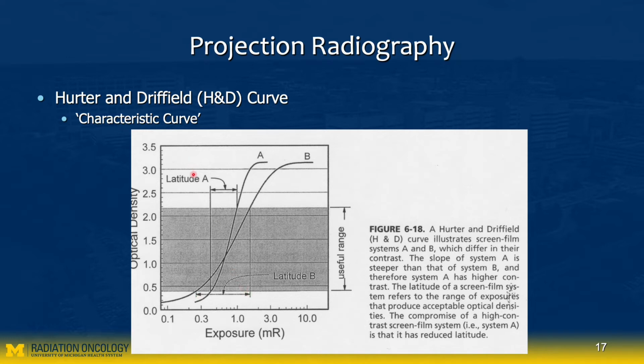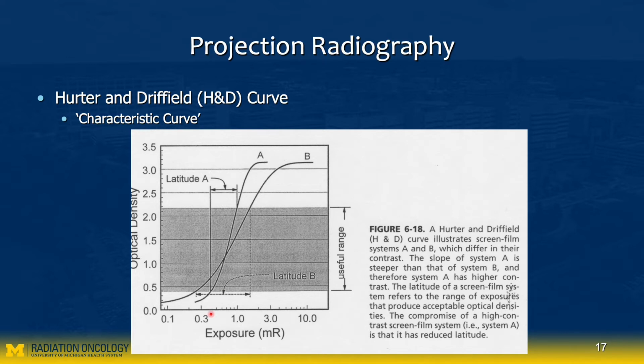So latitude can be defined as the sensitive exposure range. Okay, so film A, compared to film B, has a narrower latitude. So the range of radiation that film A can resolve is very narrow. It can only be useful for exposures of 0.3 up to 1 mR here. Okay, but it's sensitive, so you don't need much radiation to irradiate film A.